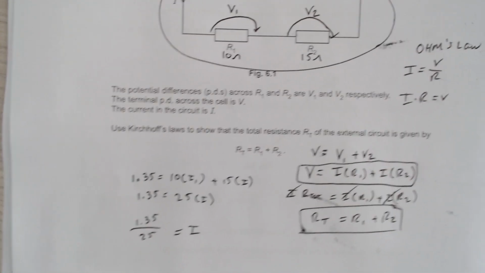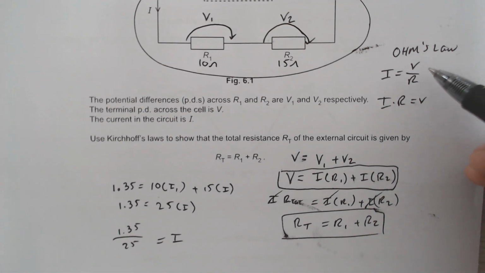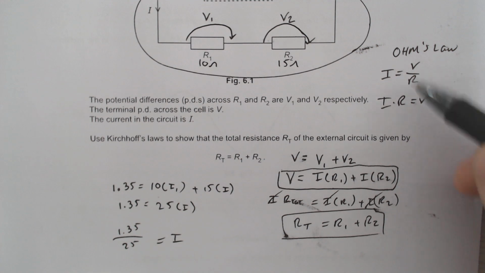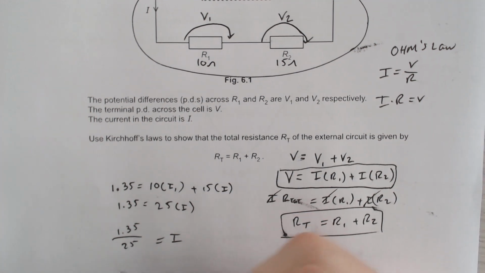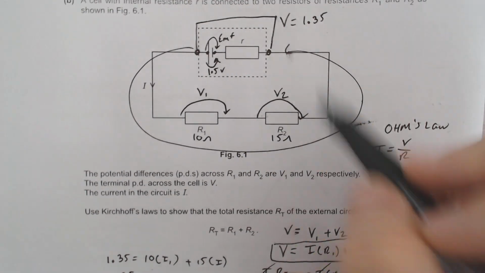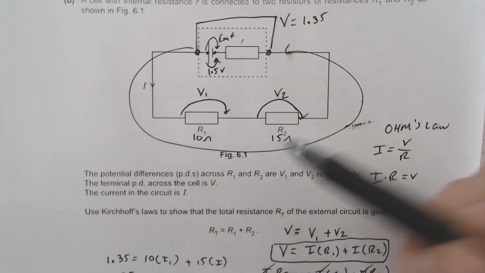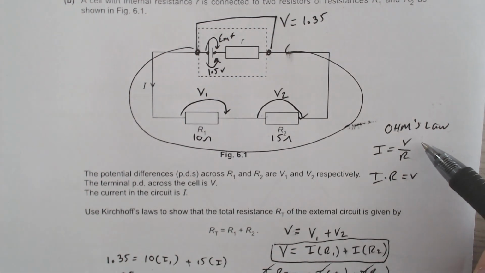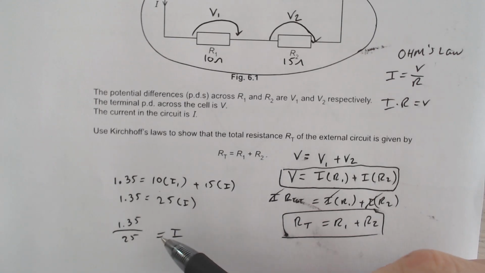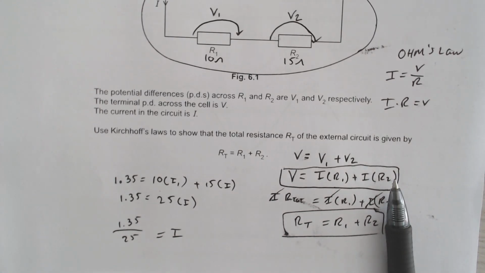And that is an important value, which is all it would be is Ohm's law, voltage total divided by resistance total equals I total. The voltage at the terminals was 1.35, and the resistance outside the terminals was 25. So it's the same thing, 1.35 divided by 25. I need a calculator.